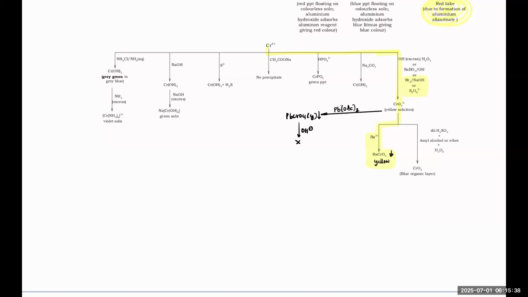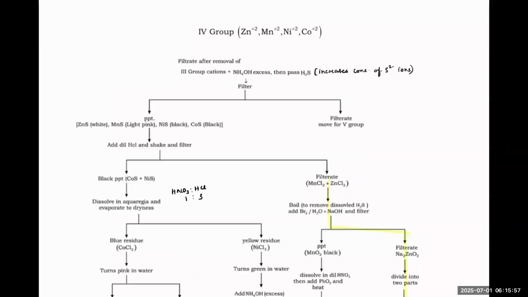If you are getting a chromate solution, we could always add lead acetate to convert it into a yellow color PPT. And this with excess of OH minus does not get dissolved. Saniya, clear beta? Right. This is a reaction for chromium. Now let's talk about zinc.